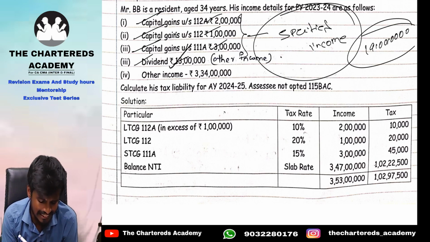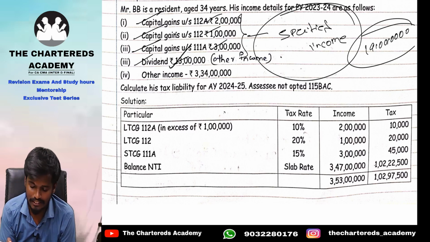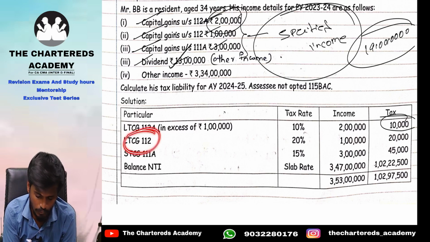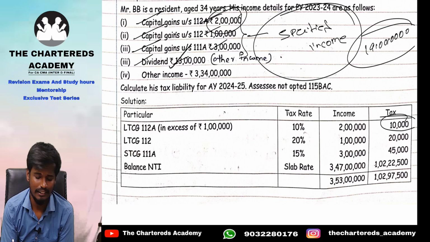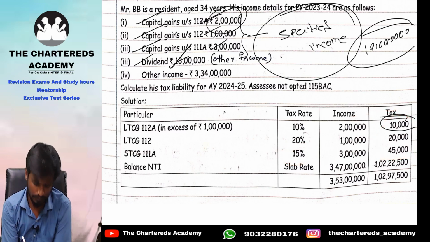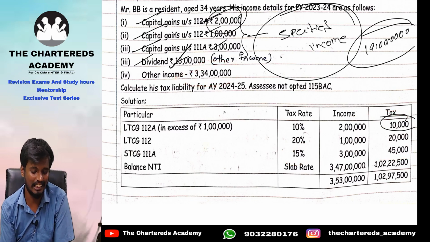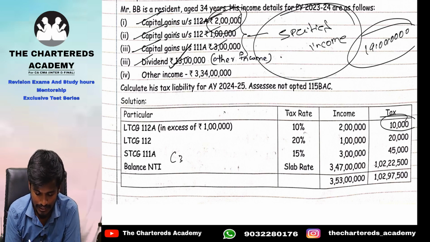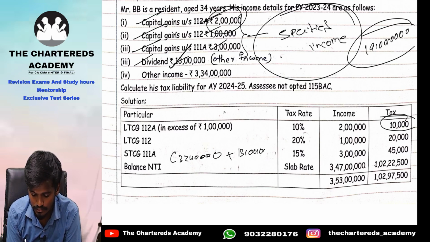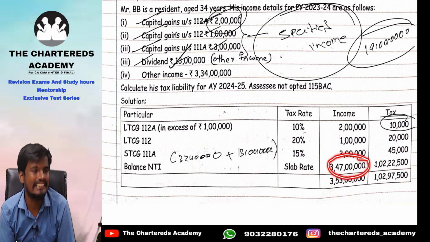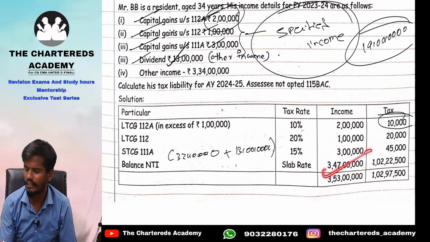What is the tax? On 111A, in excess of 1 lakh, 2 lakhs in excess of 1 lakh is 10,000 tax. Section 112 at 20% directly on 2 lakhs. Section 111A at 15% is 45,000. This is the tax. The balance net total income is 3,34,000 plus 13 lakhs, which is 3,47 lakhs.